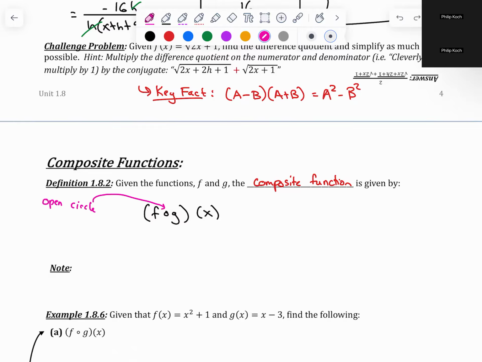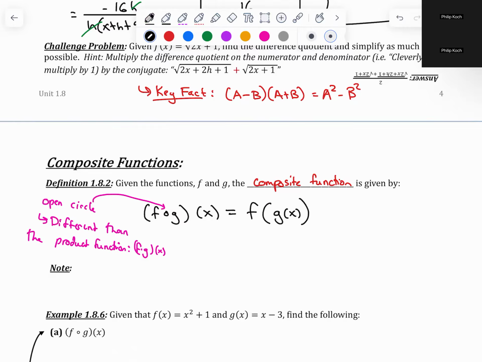It's different than the product function. F times g of x, which is usually abbreviated fg of x. That is a solid little tiny dot, whereas this is an open circle. That's what composition is denoted by, and what this is equal to is f of the quantity g of x.